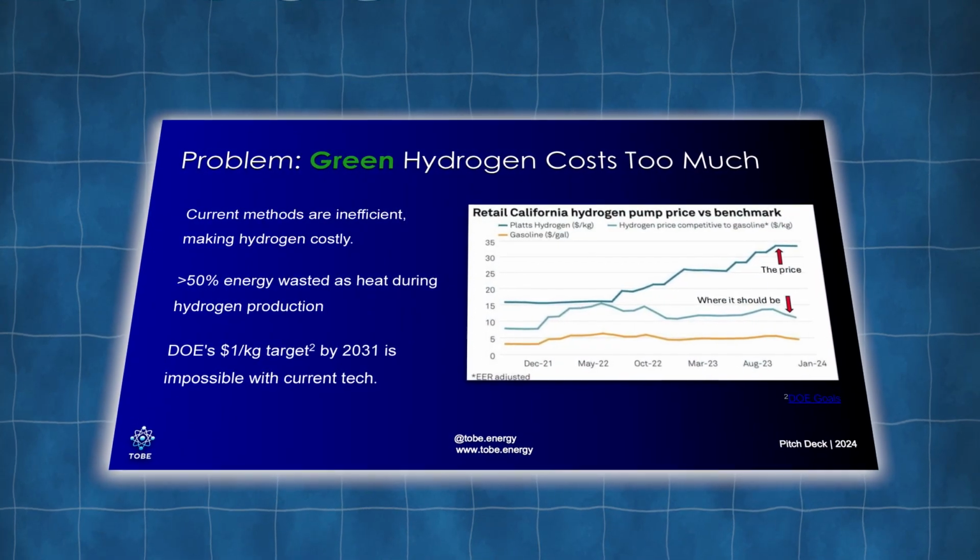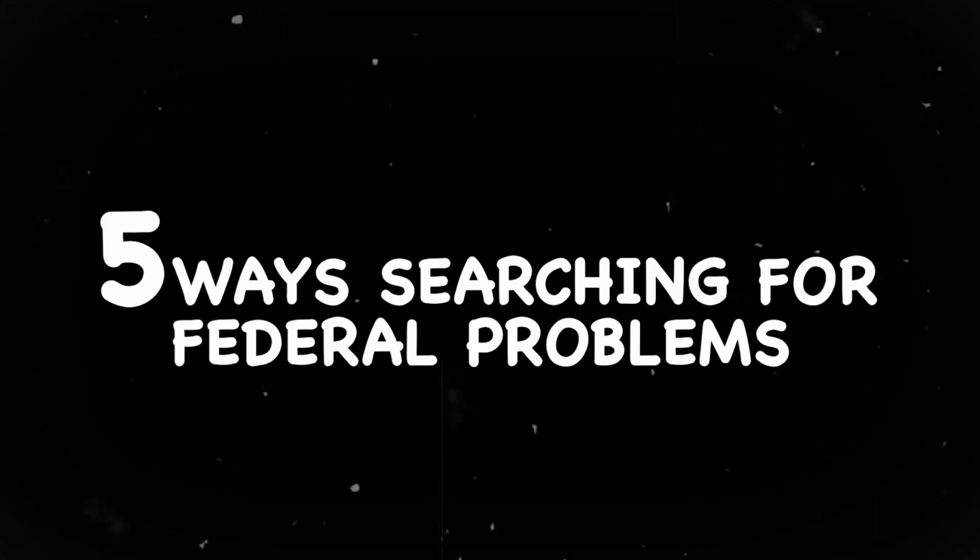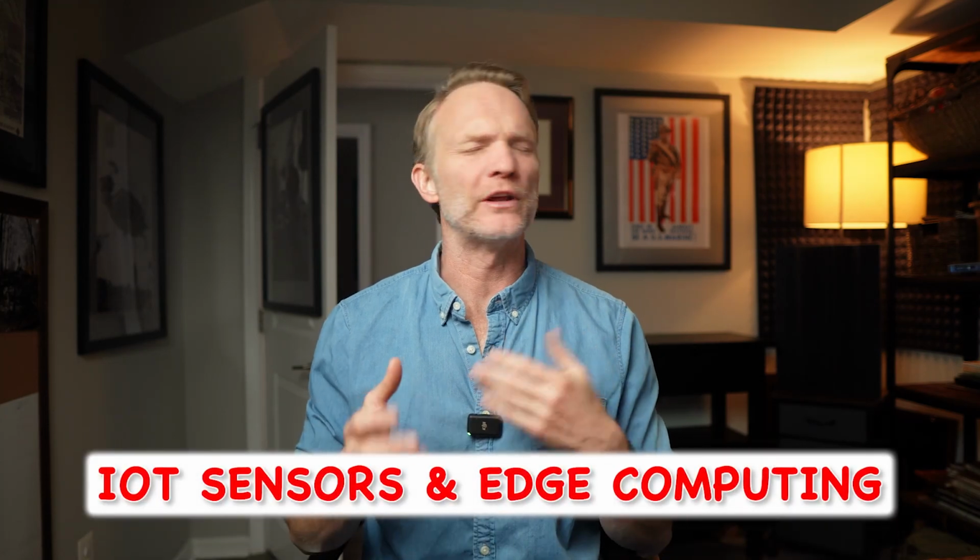Alright, so there are 5 ways I recommend searching for federal problems, and we'll be trying each one. So for this example, let's assume you're interested in IoT sensors and edge computing. So you're looking for problems in that general area.